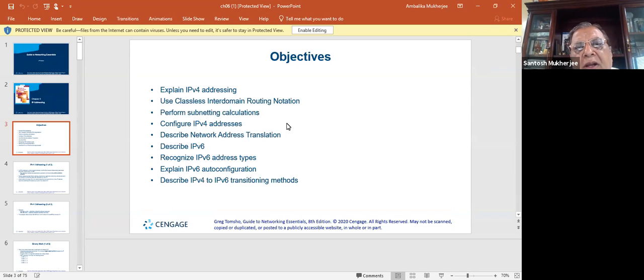And then the second one is IPv6. What are its address types and configurations, and what are the transitioning methods between IPv4 and IPv6. So these are a few very crucial aspects of the Internet protocol family we will discuss today.